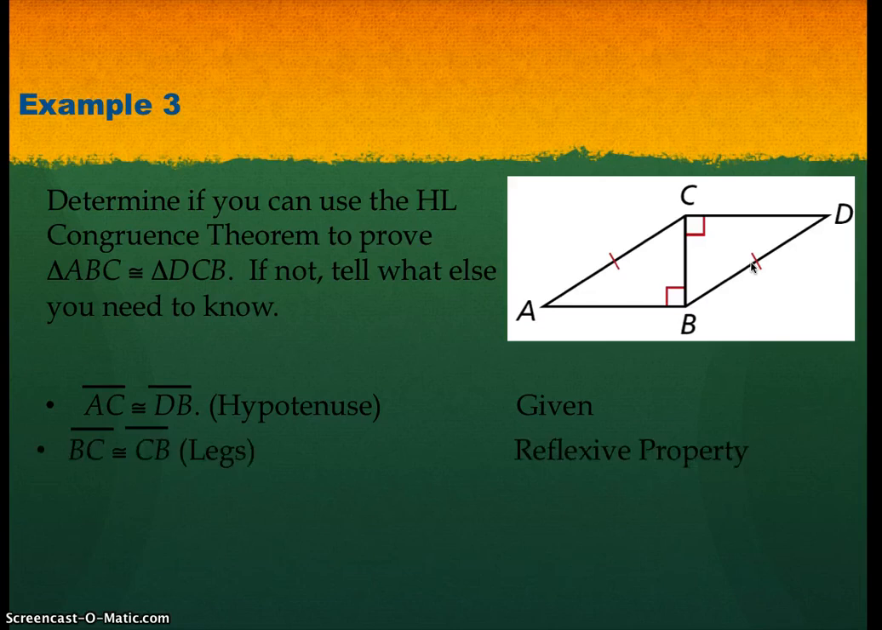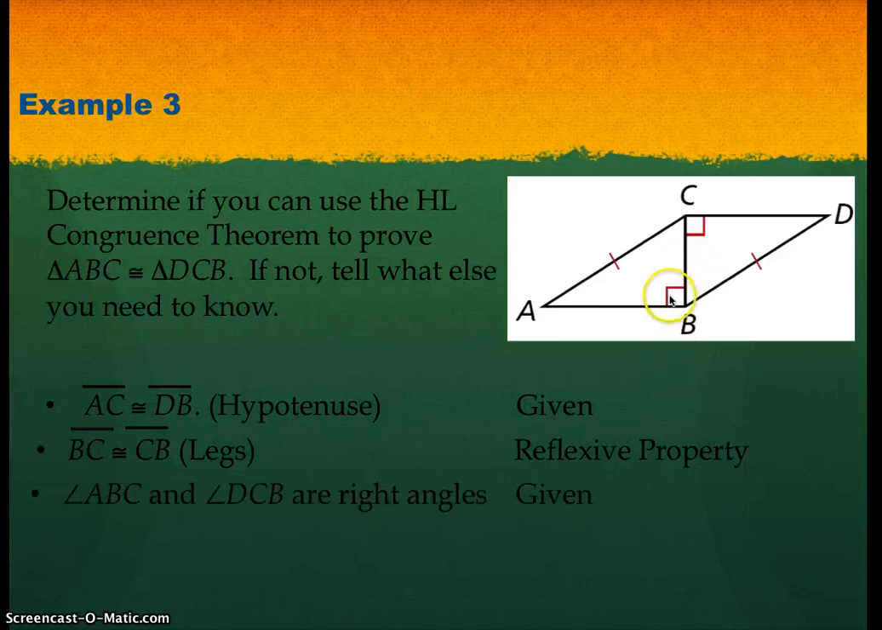Another thing that's marked in the picture, oh, this is not marked in the picture, but another thing we have is that both triangles are sharing this leg in the middle, this leg BC. BC on one triangle, CB on the other triangle. That's the reflexive property, right? And that tells us that our legs are equal.